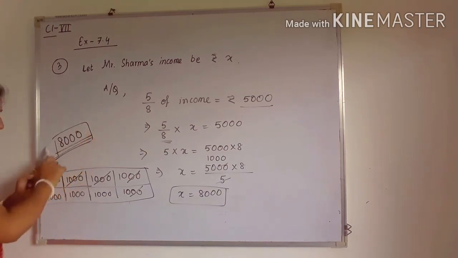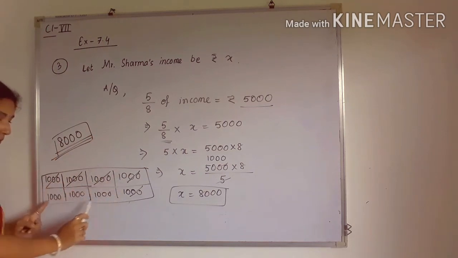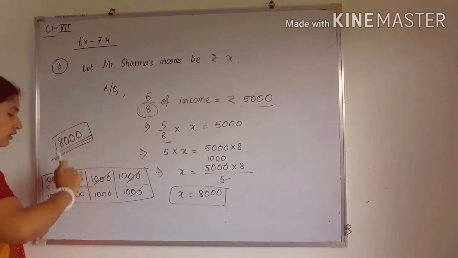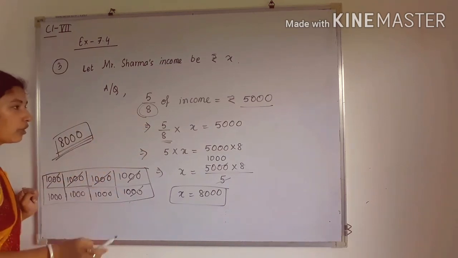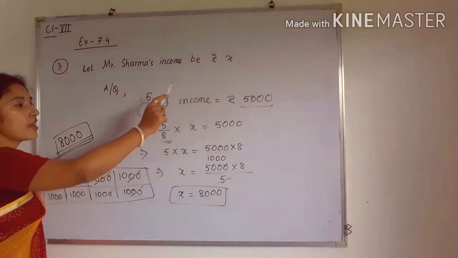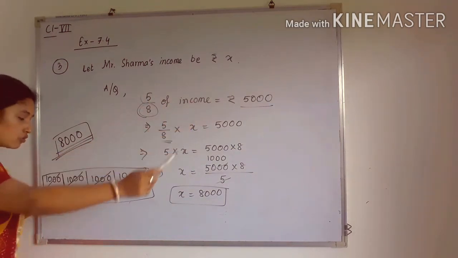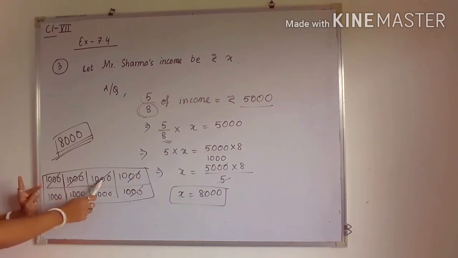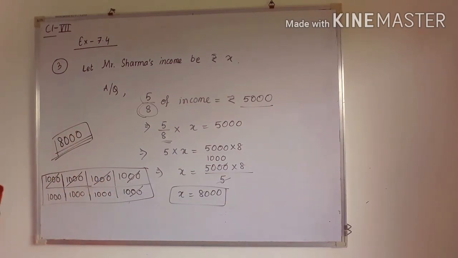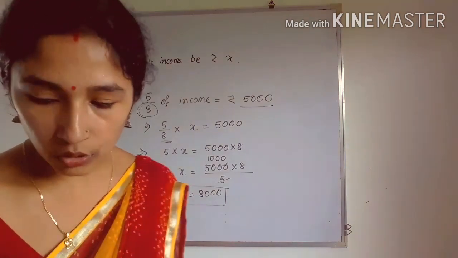So this salary we have divided into 8 equal parts. Why 8 equal parts? Because it is already given. You have to divide it into 8 equal parts and take 5 out of it. If you take 5 out of it, then the answer should be equal to 5,000. So we have checked that after taking 5 parts of 1,000, we got rupees 5,000. Okay students, so try to do the questions.